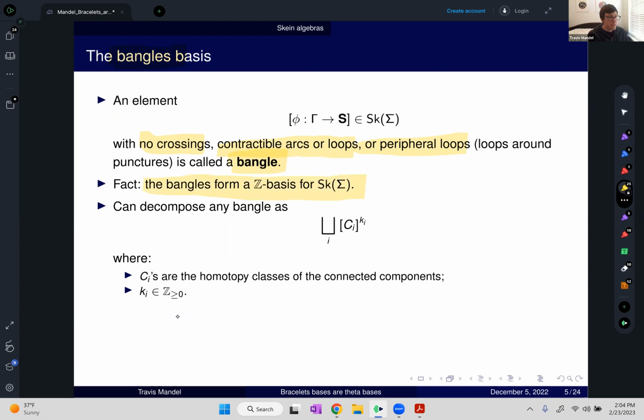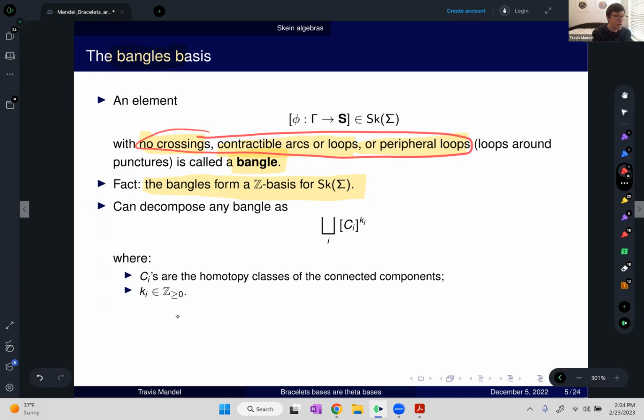You can at least see that they span, because for any of the curves that are described here, we had skein relations that would let you remove all of those. If you have crossings, you can remove those crossings with the skein relation. Contractible arcs we said are -2, peripheral loops are +2, contractible loops are 0. So you can remove any components like the ones here. So that at least shows that the Bengels span. In fact, they're a basis.